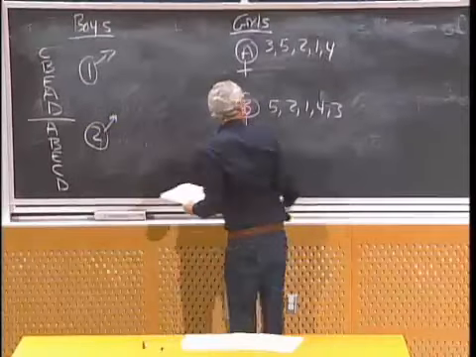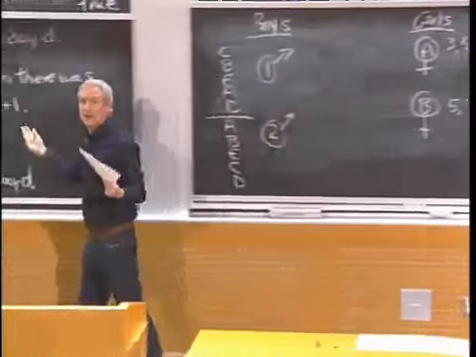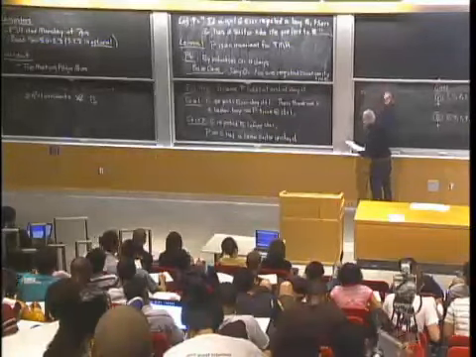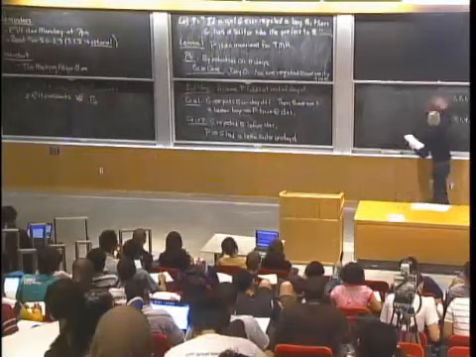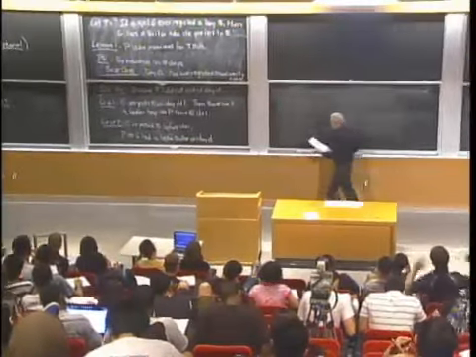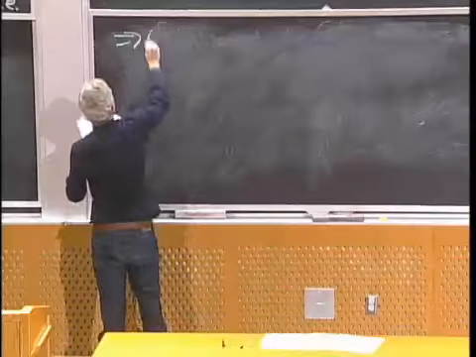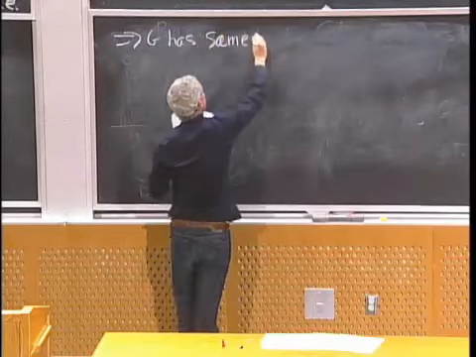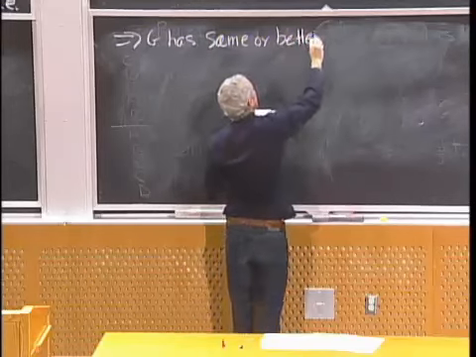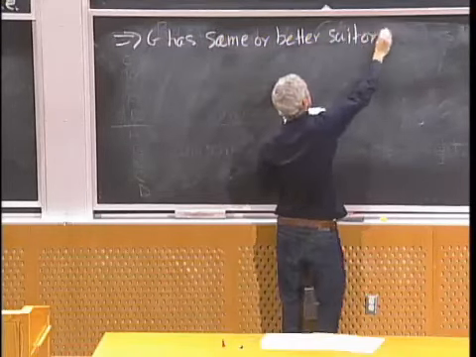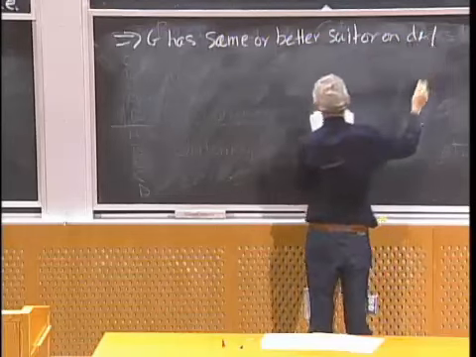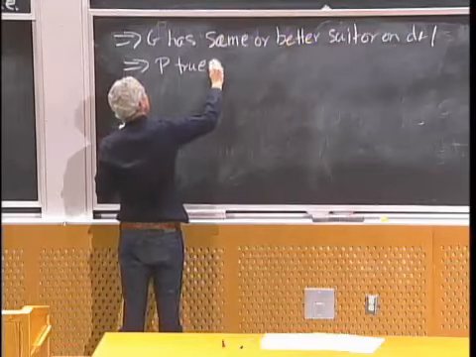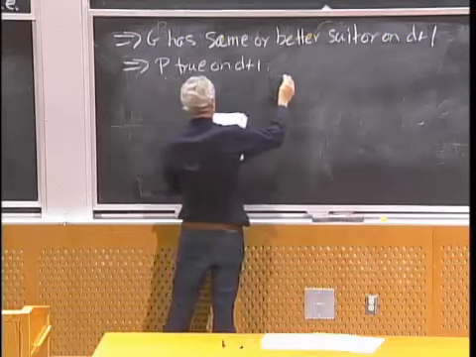Well, either she has the same suitor on D plus 1 or somebody better came along. And so we're going to be done. She has the same or better suitor on day D plus 1. And that implies P is true on D plus 1. And we're done.